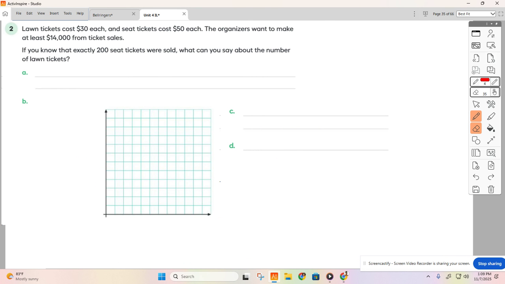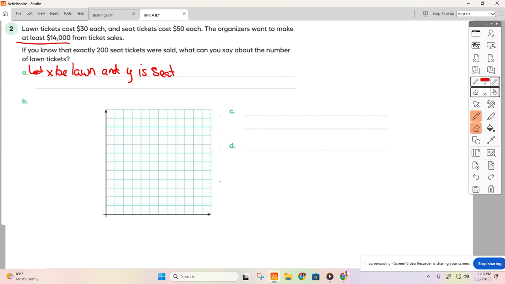It says, lawn tickets cost $30 each. Seat tickets are $50 each. They want to make sure that they make at least $14,000 from ticket sales. That's a lot of money. So like before, we're gonna just say, let X be lawn and Y is the seat. It's the number that we sell.